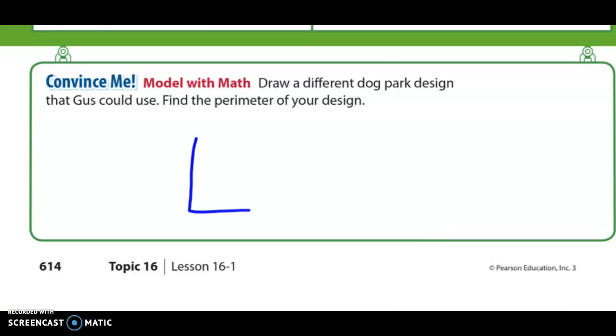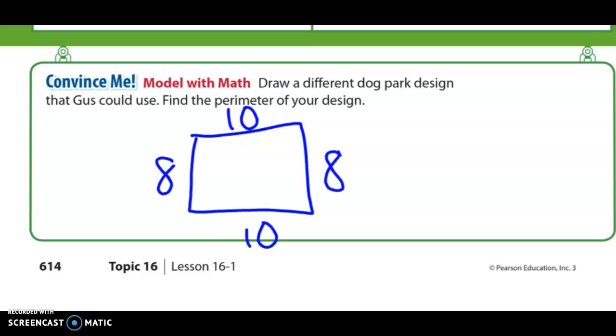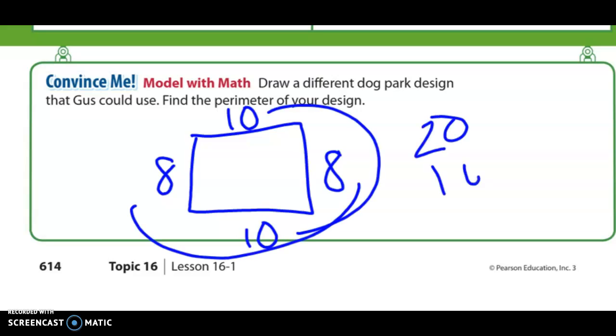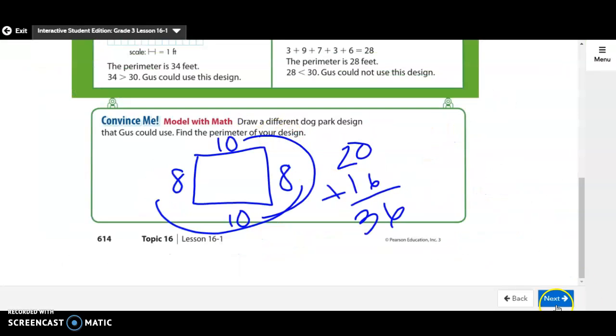So we could say maybe we're going to do 10, 8, 10, and 8. So a nice rectangle there. 10 and 10 make 20. 8 and 8 make 16. Together they make 36. So that would be a plenty big dog park. There are a ton of different things you could choose to make here. As long as that perimeter, all the side lengths, equal more than 30, that would be correct.